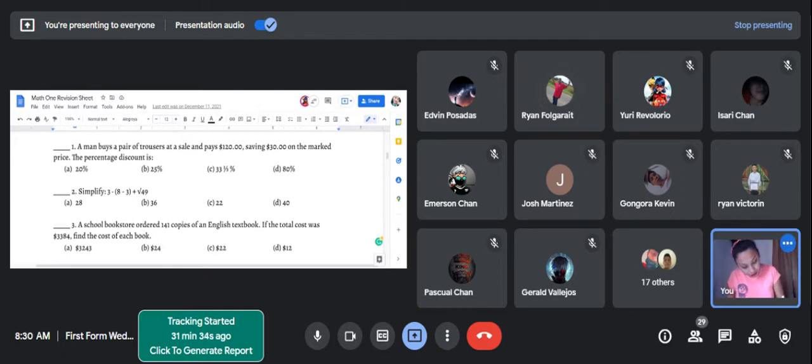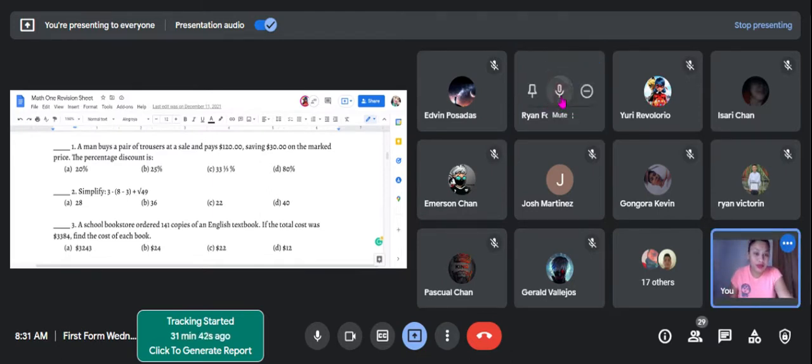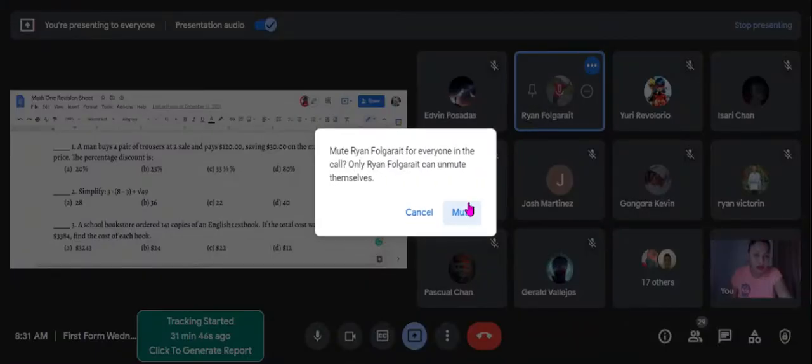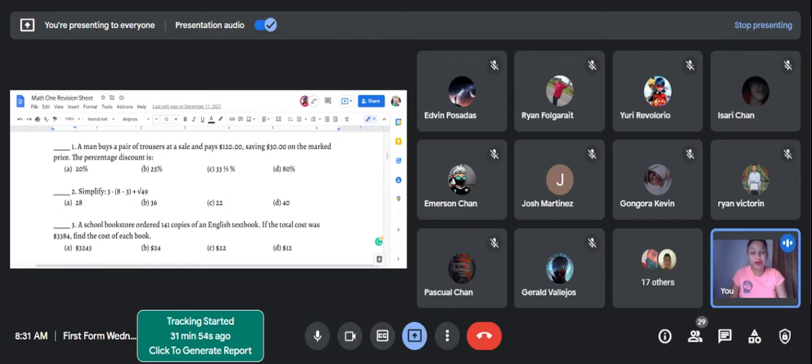Let's look at number 2. What do you have to do in question number 2? Simplify. Okay, what kind of problem is number 2? Under what topic in math does number 2 fall under? Anybody? Order of operations. Very good.